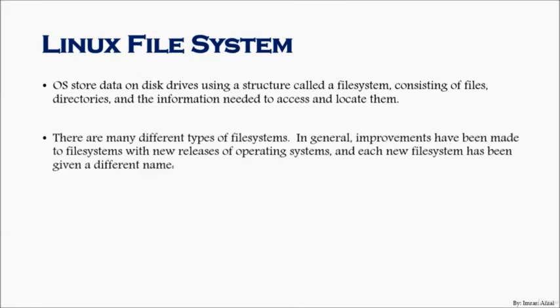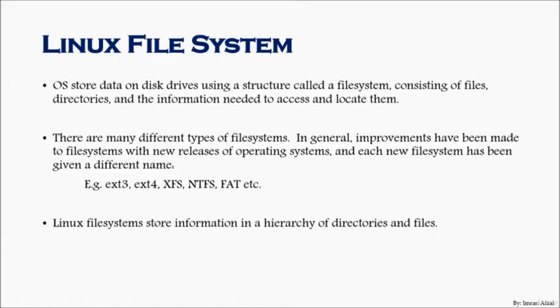There are many different types of file systems. In general, improvements have been made to file systems with new releases of operating systems, and each new file system has been given a different name. In Linux, we have file systems called ext3, ext4, and XFS. And in Windows, the file systems are called NTFS or FAT.